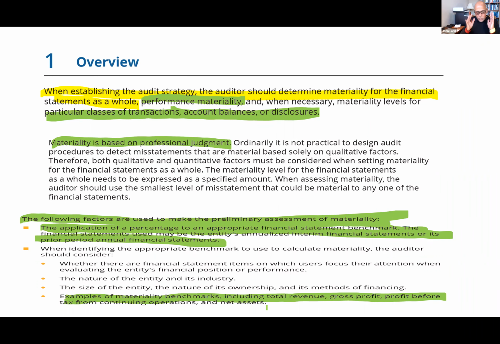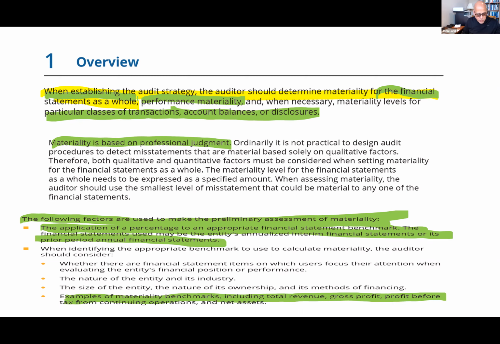Okay. So we're going to apply a percentage, and I'm going to give you an example here in a little while. We'll apply a percentage to a particular financial statement line item. That will be that first level of materiality that we're talking about, the materiality for the financial statements taken as a whole. Okay. Now, we also have to consider what?